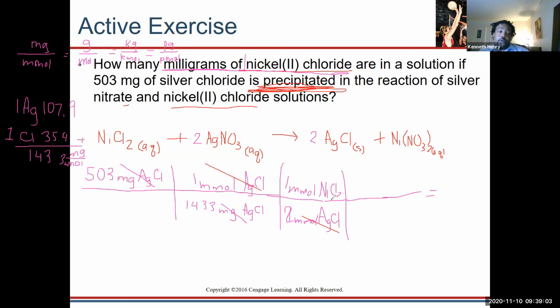So if I want to go from moles to mass, what do I need to do? Use the molar mass again. And so how do I calculate the molar mass of nickel II chloride? The atomic mass. Okay, what is the atomic mass of nickel?